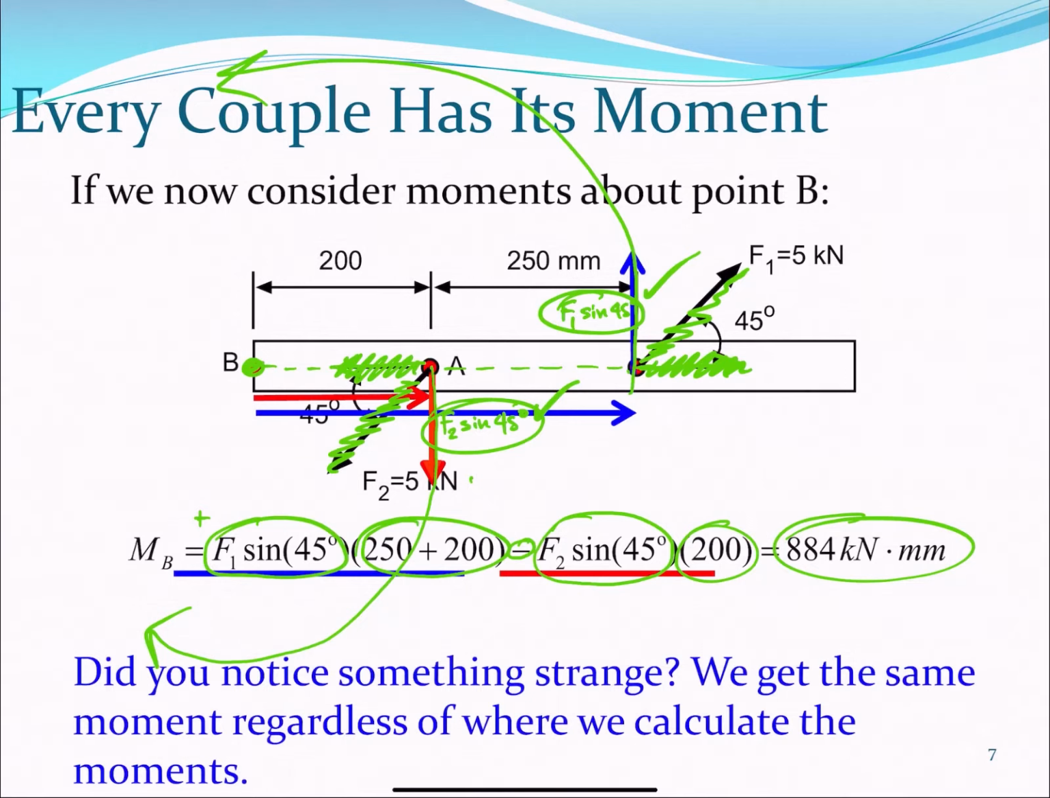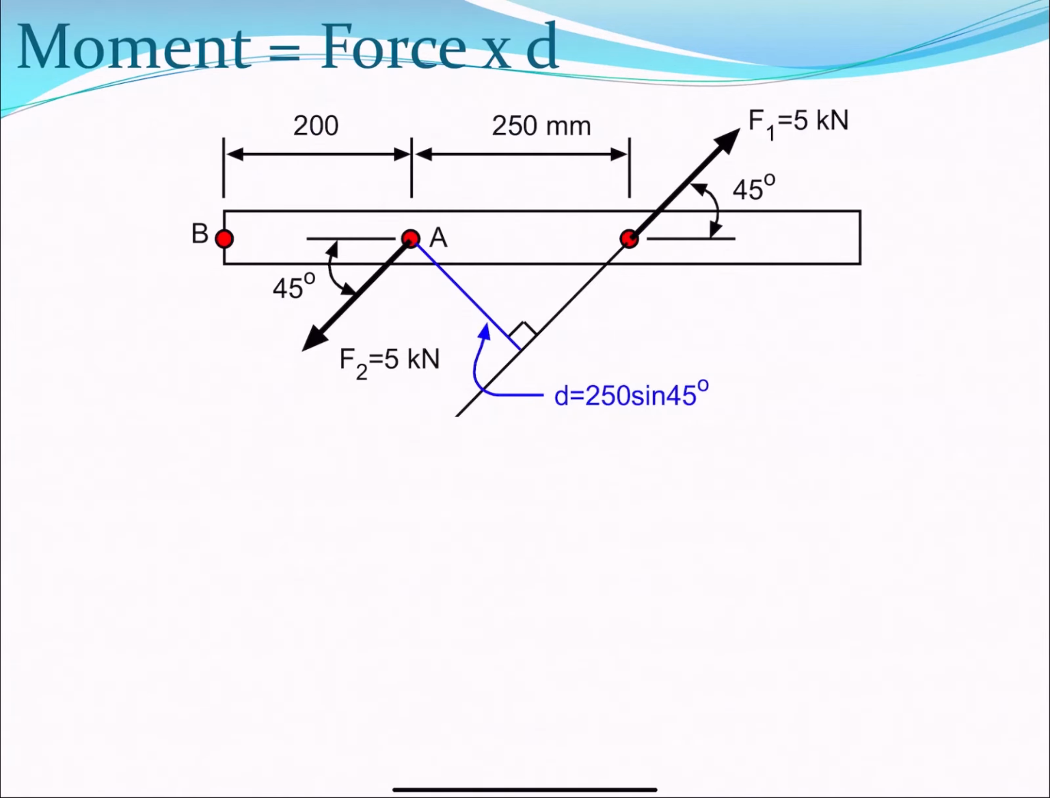Did you notice something strange? We get the same moment regardless of where we calculate the moments. Now, this is no coincidence. If we go back to the definition of a couple, and remember that moment is equal to force times distance, and we consider the line of action of these two forces, we know that a force can slide along its line of action, and it doesn't matter.